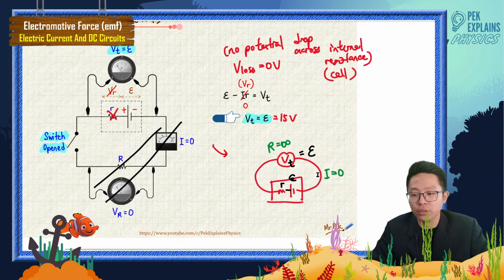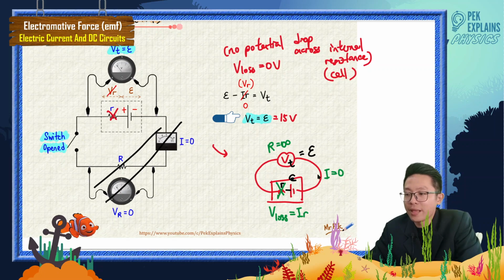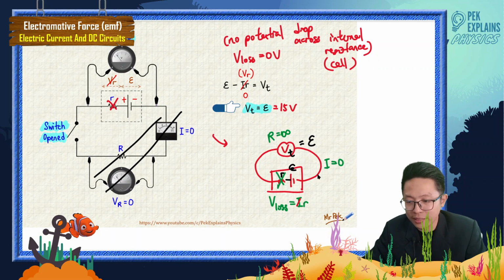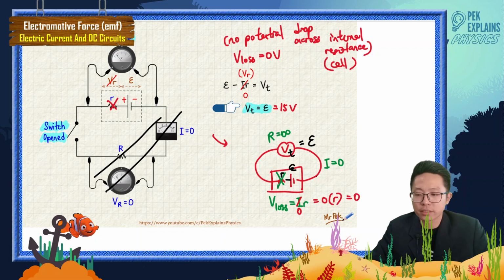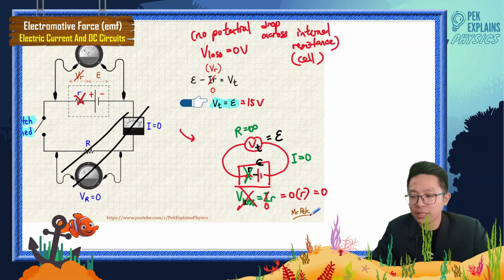So when current is 0, the internal resistor is like not existing. The voltage loss, which is equal to IR, is 0 because I here is 0. So 0 multiplied by the internal resistance gives 0. There is no voltage loss inside the internal resistor. That's why the terminal voltage you will get is equal to the EMF.